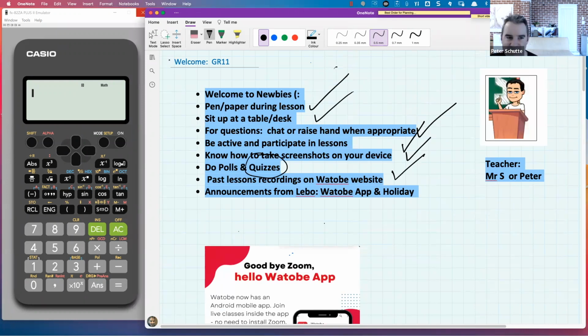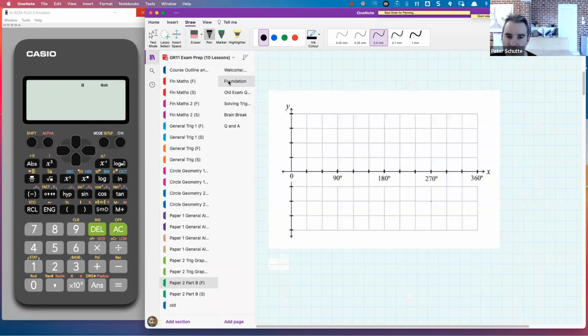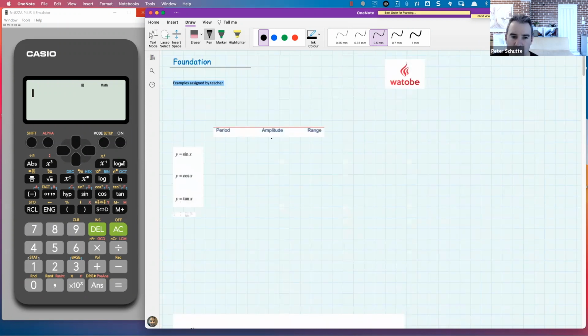Okay, let us get the show on the road. So what I'm going to do today is we're going to basically just draw trig graphs. So you're going to need a ruler nearby and a pen, etc. And we're going to be drawing, but you're also going to need your calculator.